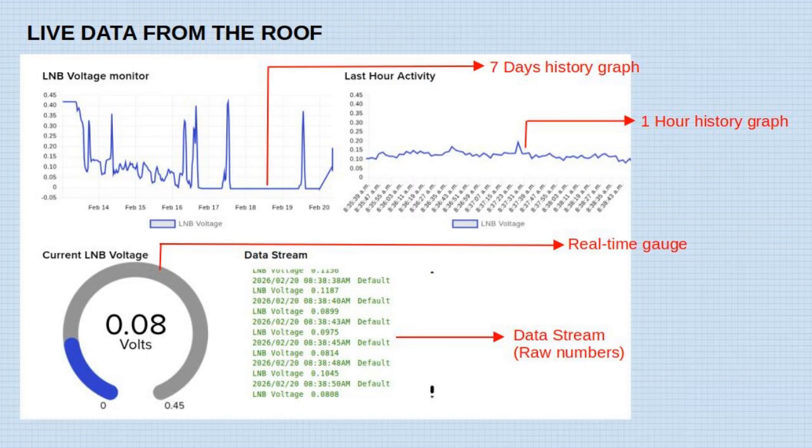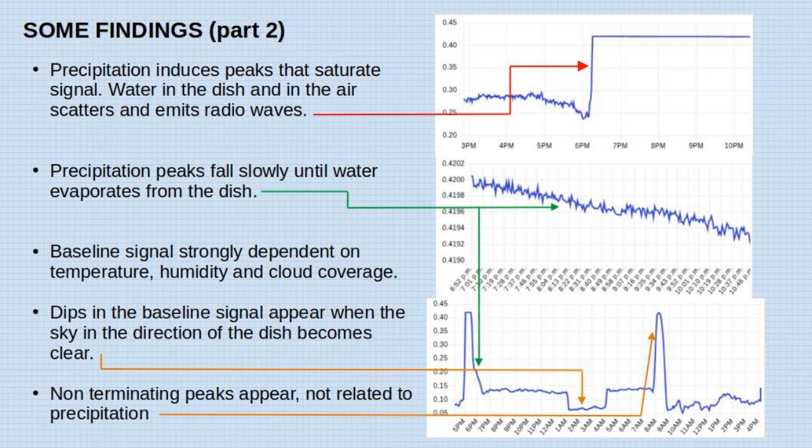So now we have live data from the school roof. Our Adafruit IO dashboard gives us a real-time view of the signal. It features live gauges, a raw data stream, and historical graphs that show us the signal trends from the last hour up to the previous 7 days. The data can be downloaded to our PC and then processed there. At this point, it is worth seeing some representative graphs.